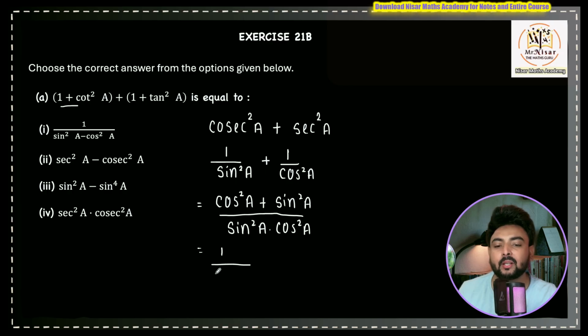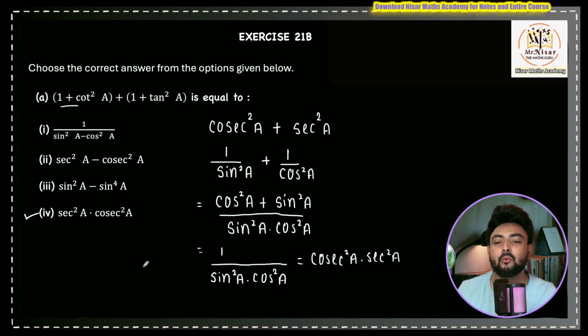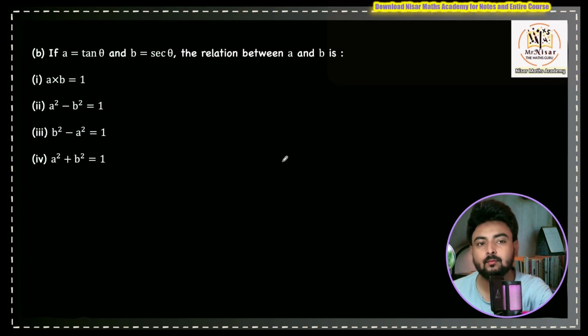I hope you are able to see the answer on the screen. See, in trigonometry, you should be able to see the further step. So I got 1 by sine square A into cos square A. So can I say that 1 by sine square, reciprocal of sine is what? It is cosec, and reciprocal of cos is what? 1 by cos square A is sec square A. So cosec square A into sec square A. Which option it is? Option number 4. I hope it is quite clear to you. Let's go ahead for the next question.